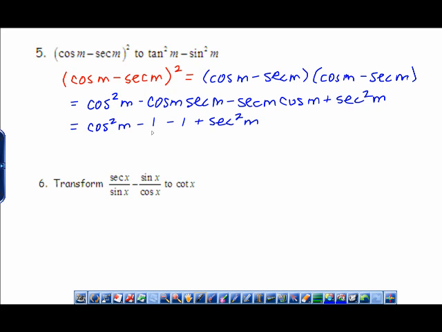That's not as high a priority as you think because it's not canceling anything, as if this had been minus 1 plus 1. So I'm just going to leave this alone for now. But I know that I can take cosine squared m and change it into 1 minus sine squared m. And what that will do is at least that one will cancel with this one. And so I should probably do something similar to secant squared.